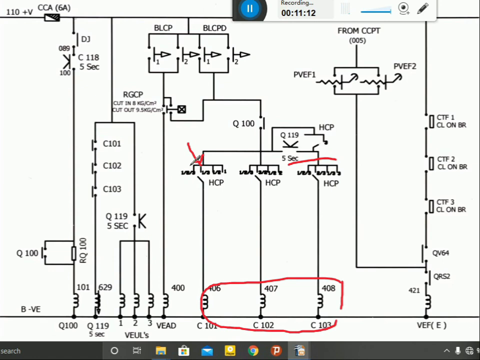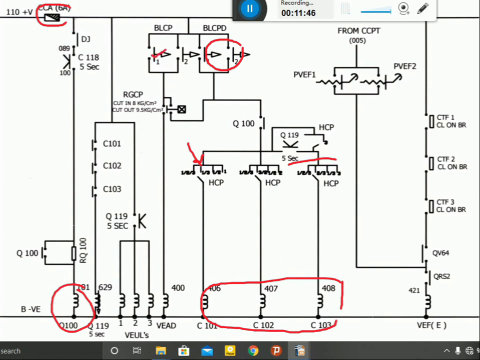So we have to put on BLMT and ensure if blowers are working, CCA is in good condition and Q100 is in good condition. If blowers are also not working, you have to troubleshoot for CCA and Q100. If blowers are working and CPs are not working, close BLCP and try.